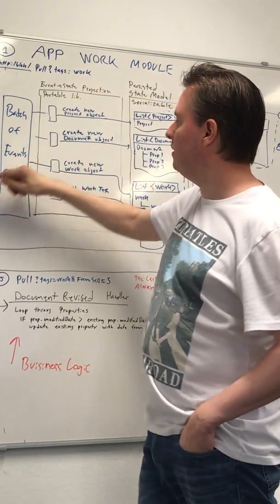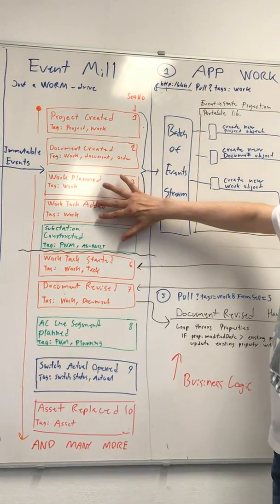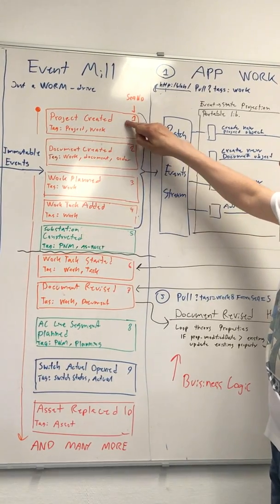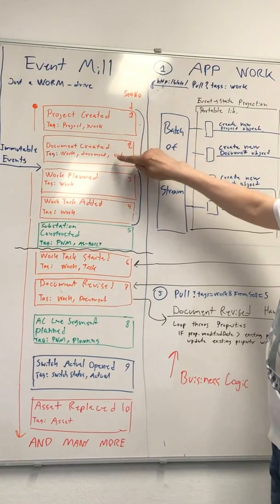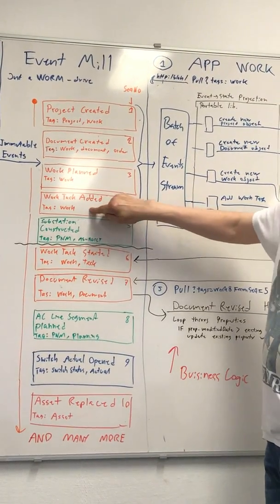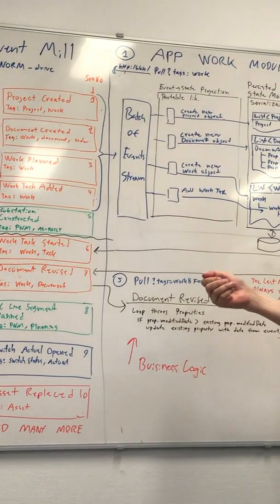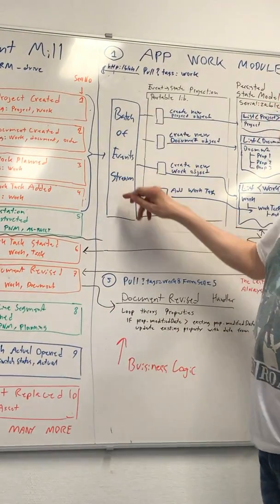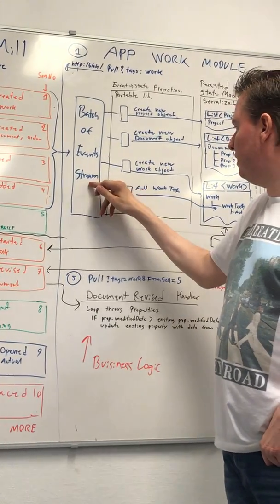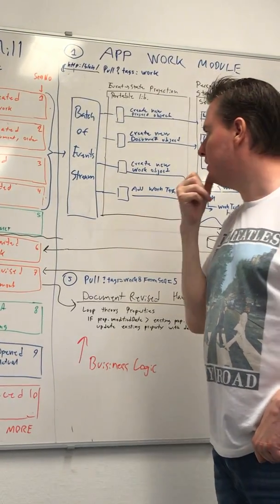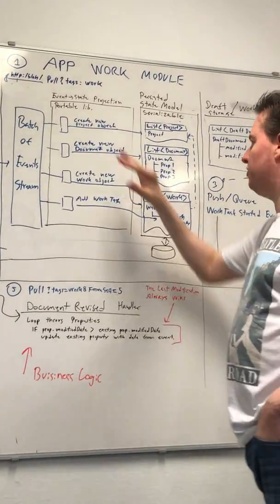Okay, and then we can imagine that the events in the system, in the event mill, are like these: 1, 2, 3, 4, 5, and these orange ones have the tag work, so they will get received in a batch. So you get one request back with all the events in, and you can start processing that as a stream.